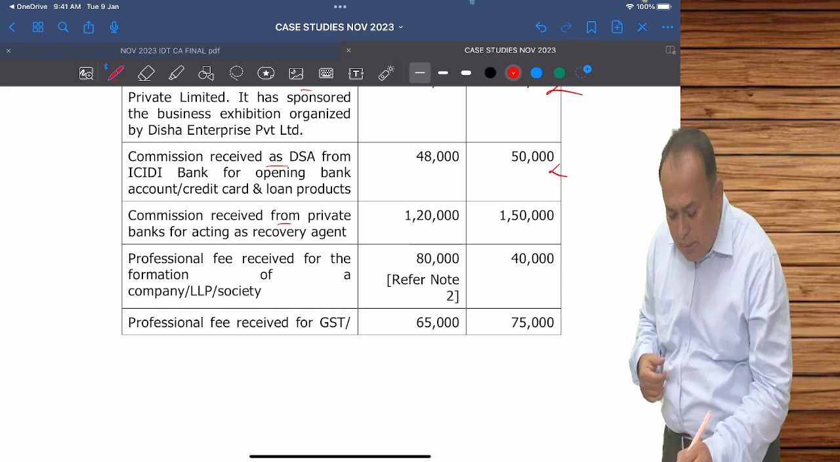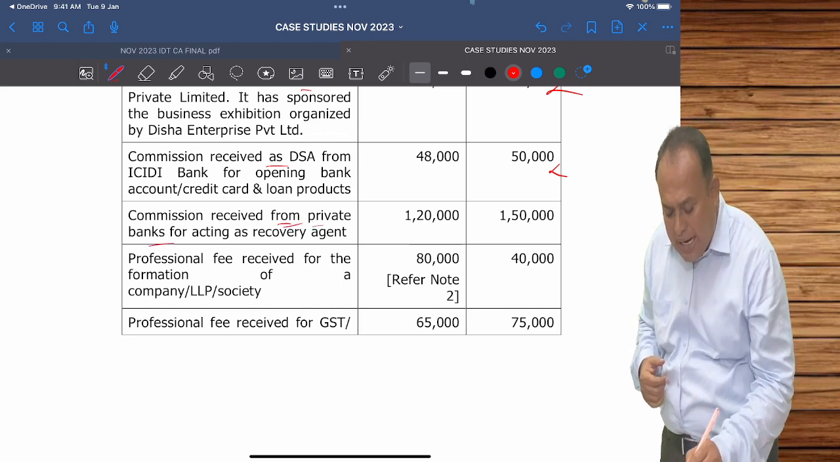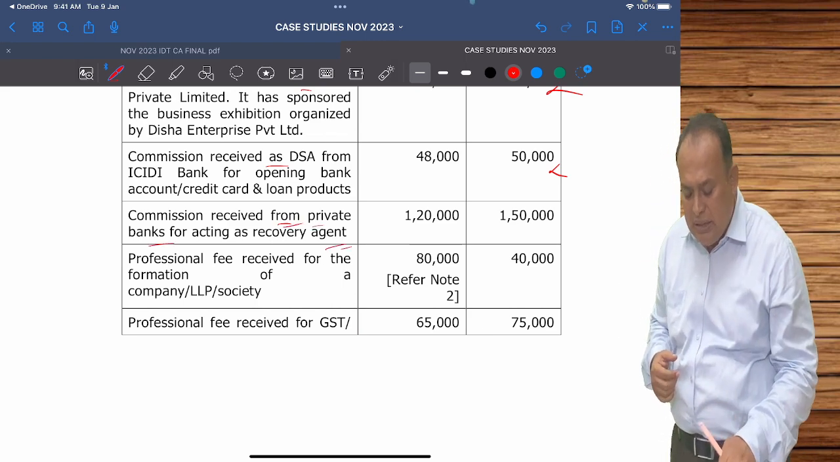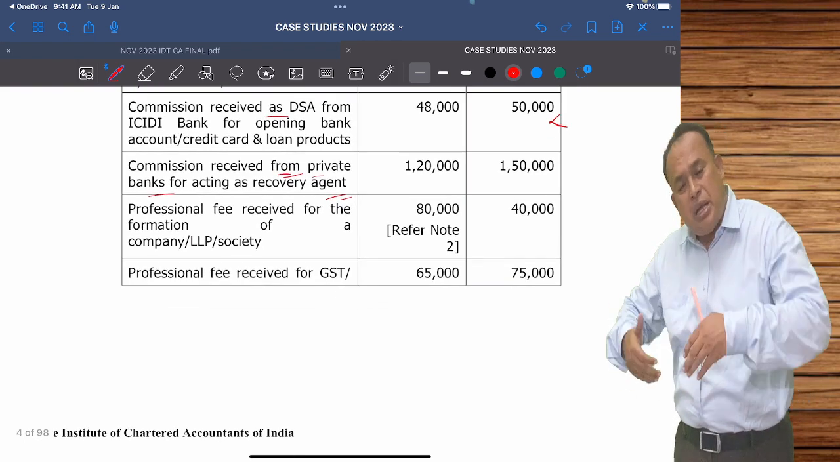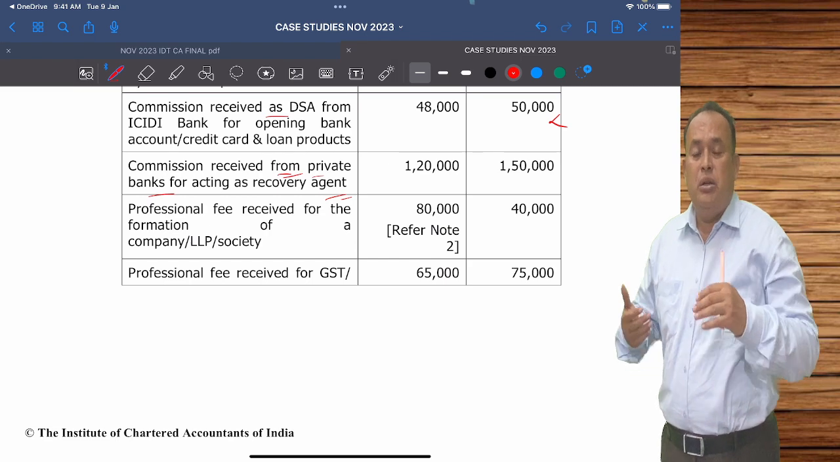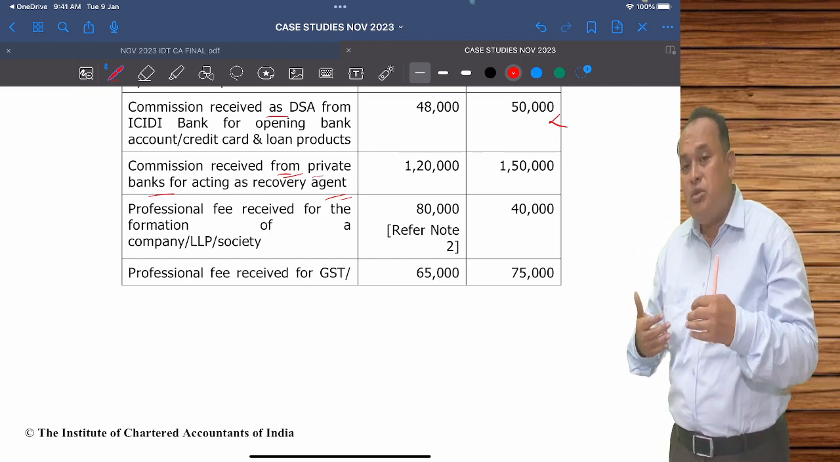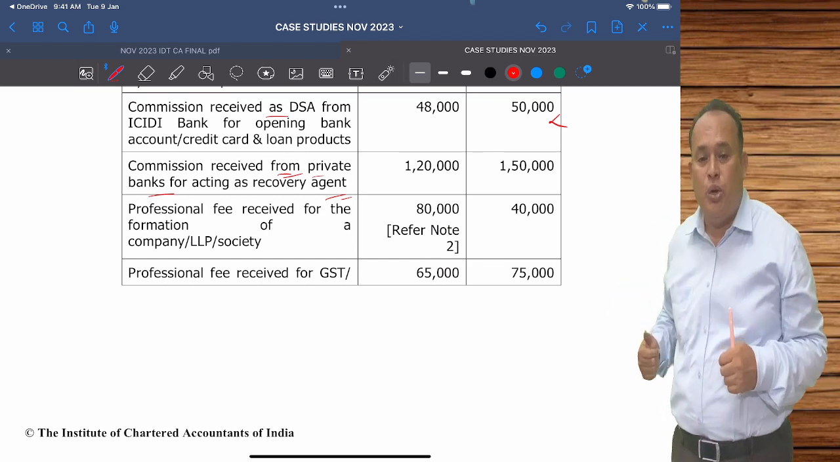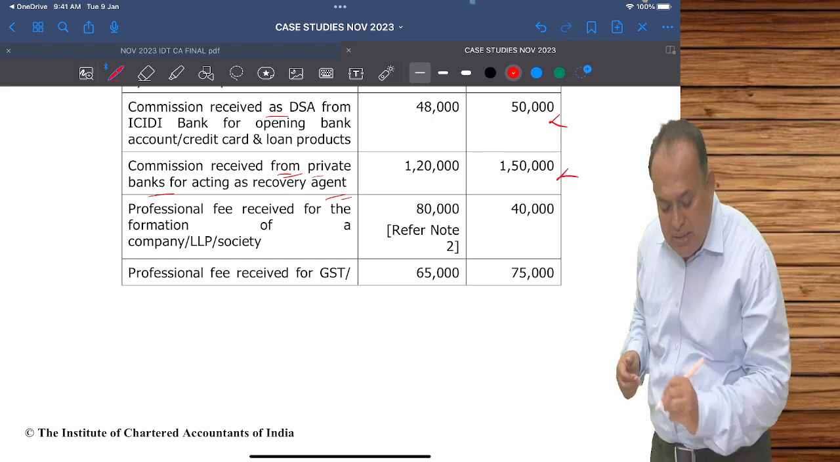Next point, commission received from private bank for acting as recovery agent. Here also, Disha Enterprises is supplier of service. The recipient, the private bank, is liable to pay GST under RCM. What we want, what Disha Enterprises is required to pay under RCM, we want to know. Therefore, it is the outward supply. It is not an inward supply.